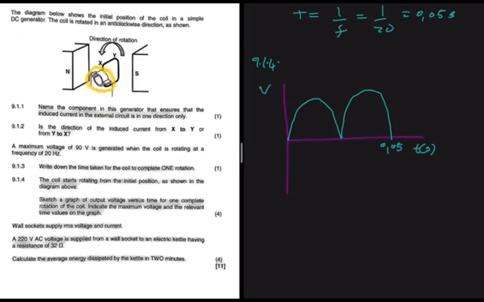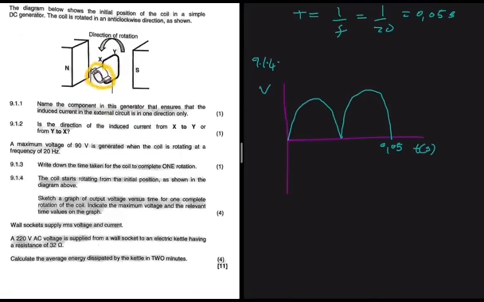What else do we have to indicate here? We must indicate the maximum voltage. So on the y-axis we write that the maximum voltage is 90 volts. So we're going to have 90 volts here, and this 90 volts will be in line with that part there, just like I showed you with my line. You can see my graph is a bit sloping up, but it should be a straight line.